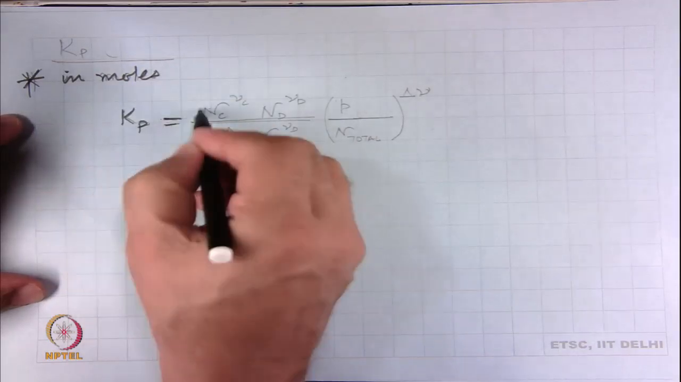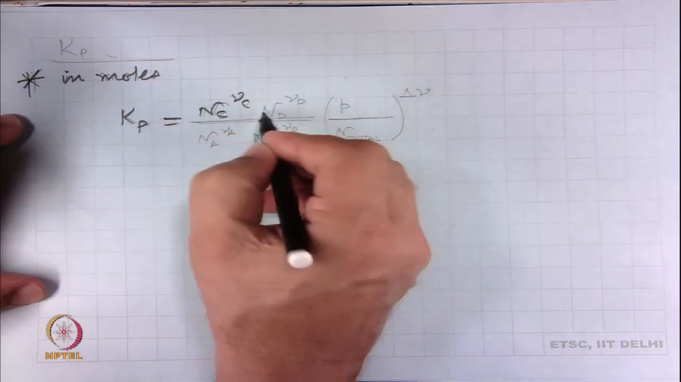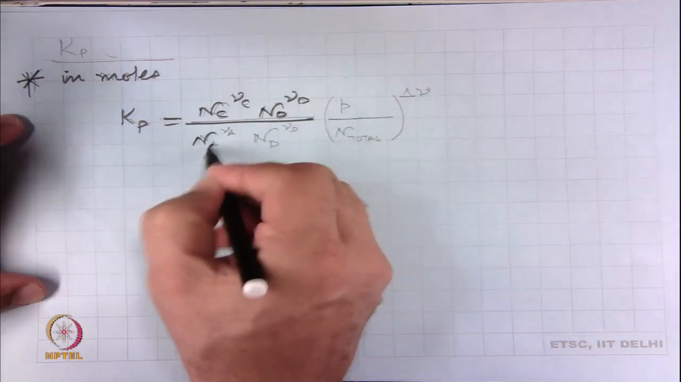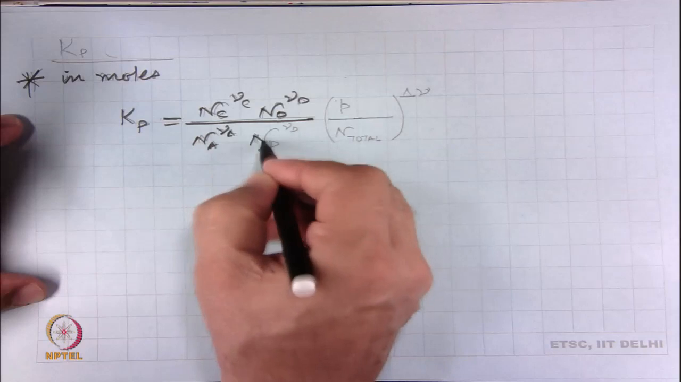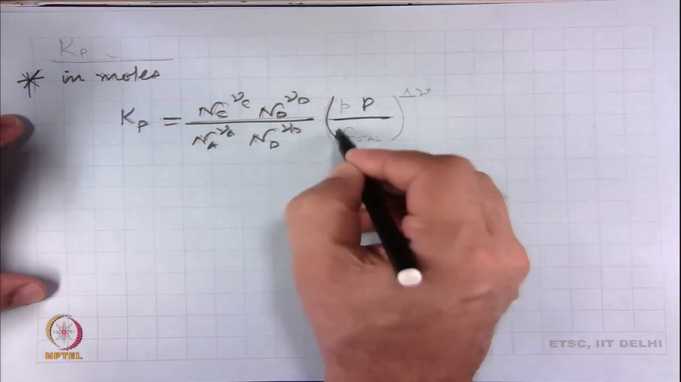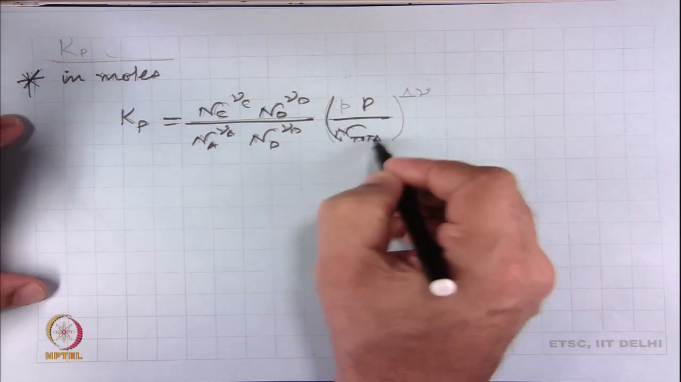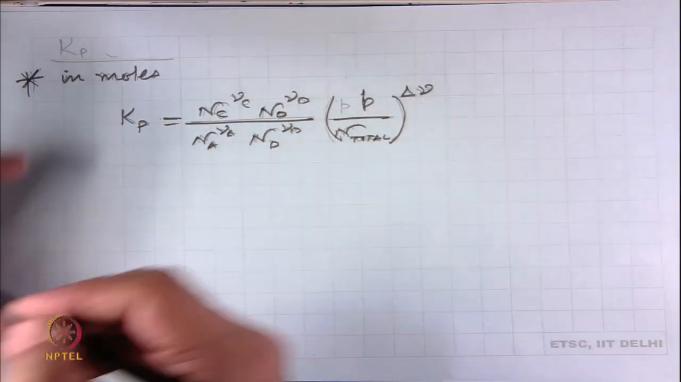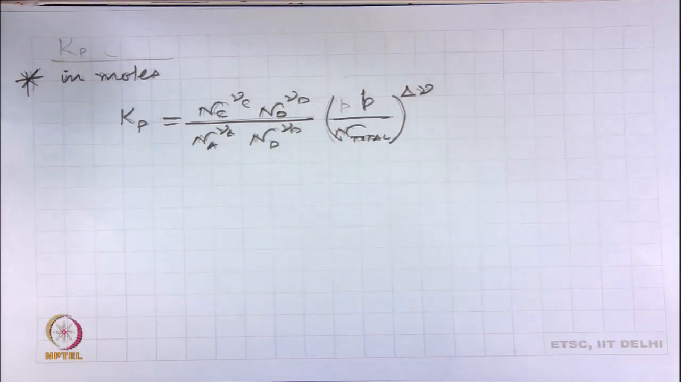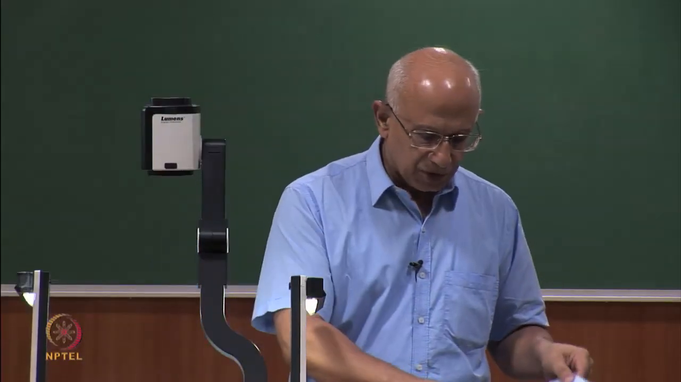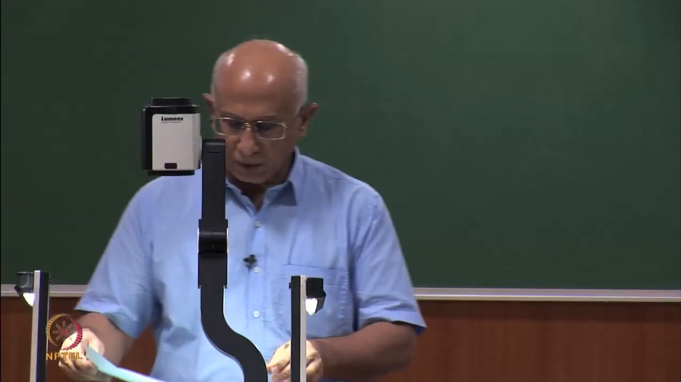K p was n c to the power nu c, n d to the power nu d, upon n a to the power nu a, n b to the power nu b, multiplied by P upon n total to the power delta nu. Now, what we will do is look at these expressions and ask what we can interpret from them. There are several characteristics of this K p that will come out.